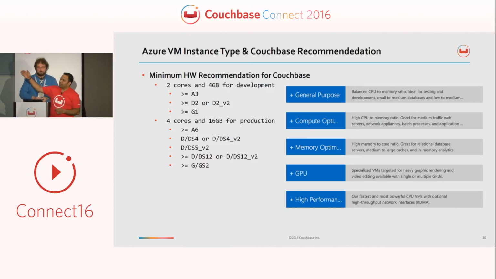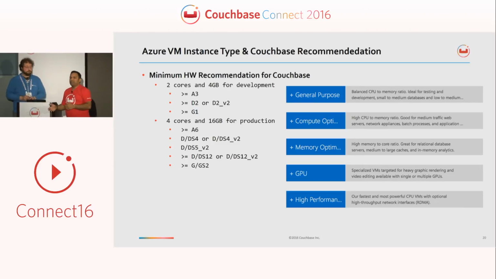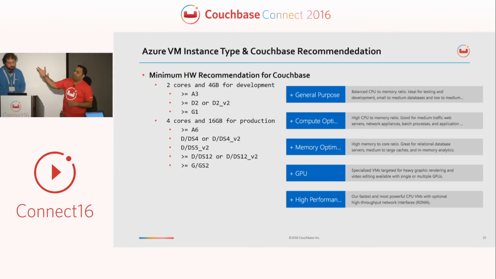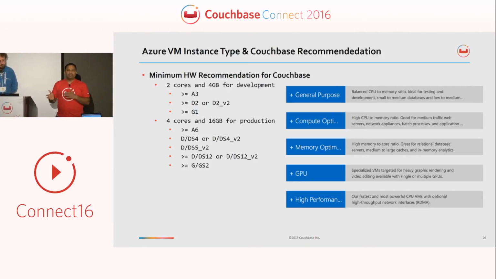You can see there is general purpose, compute optimized, memory optimized, CPU optimized, and high performance, right? So depending on your use case, depending on what performance expectations you have, we can pick different types of instances. For development purposes, obviously there's no performance expectation, so you can pick a 2-core, 4 gigs of RAM, like the A3 or those kinds of instance types, because you're doing just development and testing.